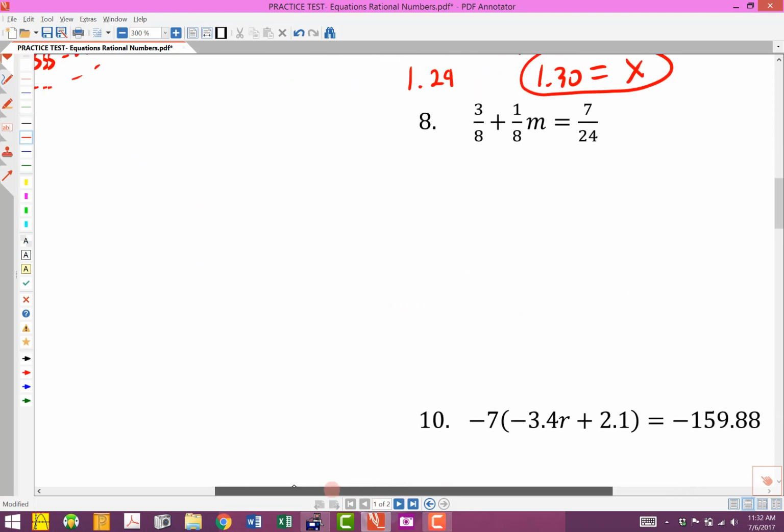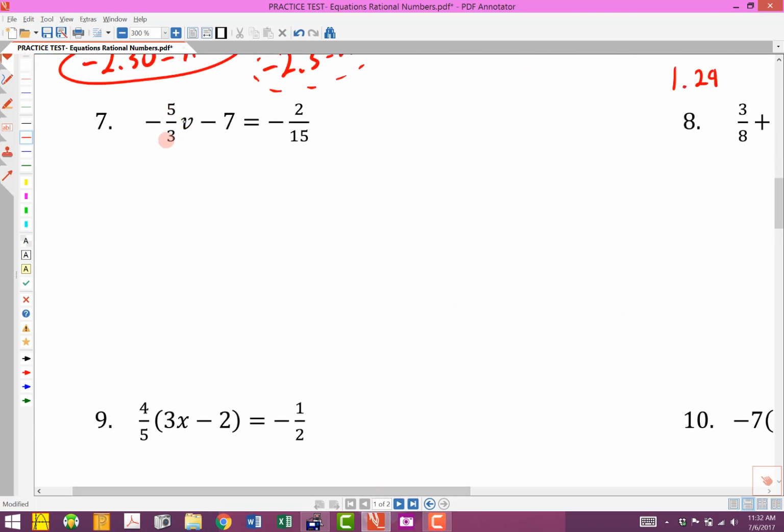Let's take a look at number 7. Here's the variable term, so we're going to isolate that. We're going to add 7 to both sides. Again, adding 7, that would just cancel that out. So we end up with negative 5/3 v on this side, and then when we add the two of those together, if you want to use your calculator for that, go right ahead. I'm going to do this by hand off to the side here really quickly.